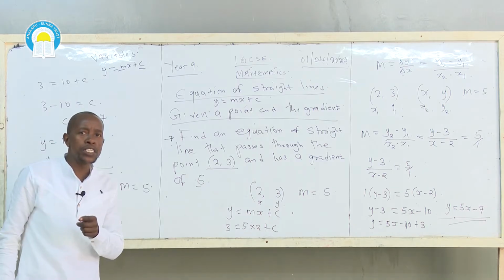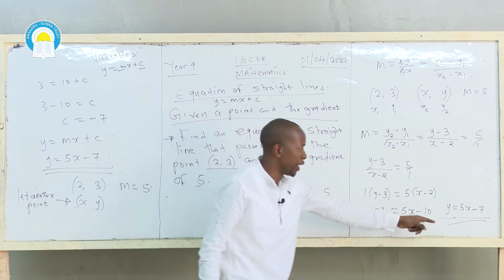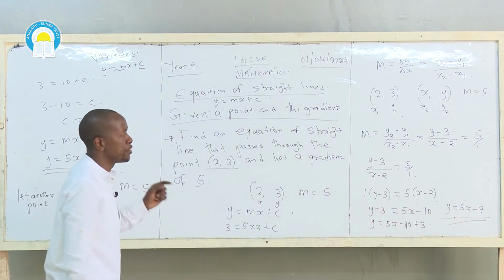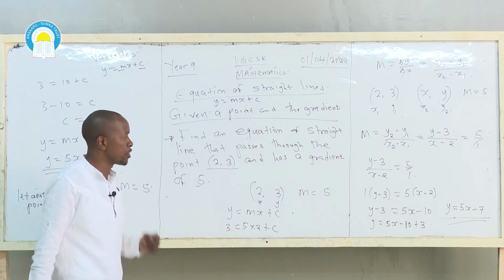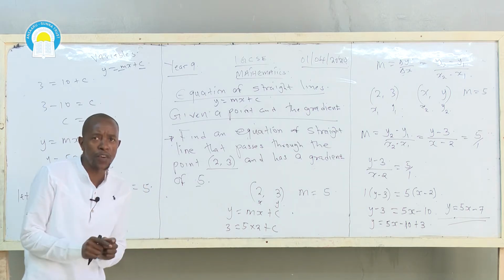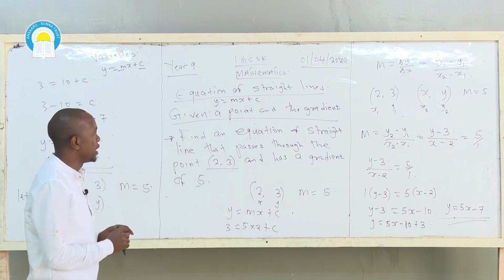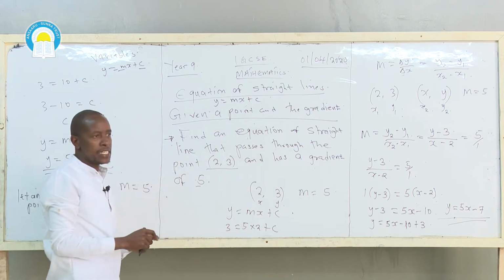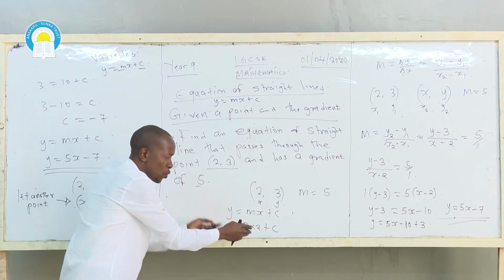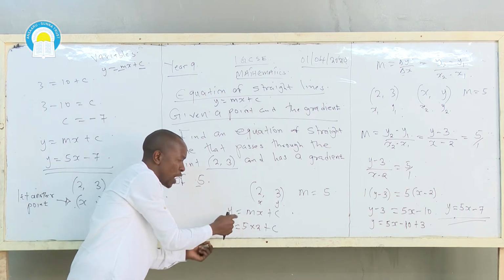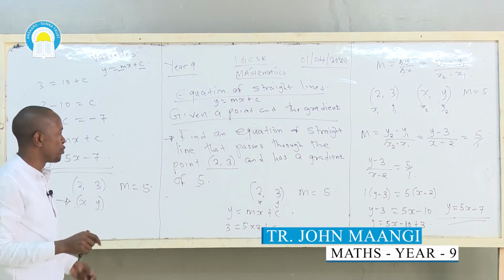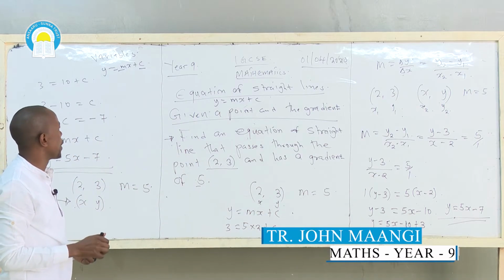Remember, we are not just marking answers. We mark your steps. Every step accounts. There are 2 ways of finding the equation of a straight line, as in when you are given the point and the gradient. Now, here, you know that the equation has to be written in the form of y equals mx plus c.